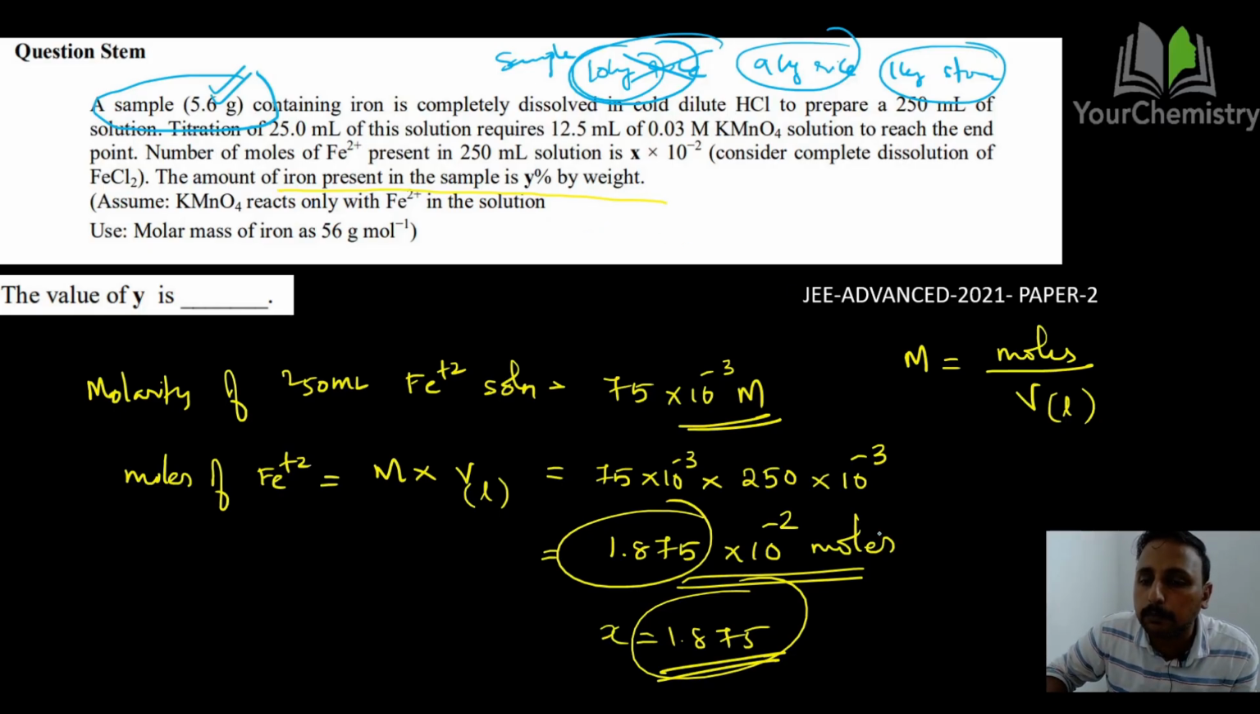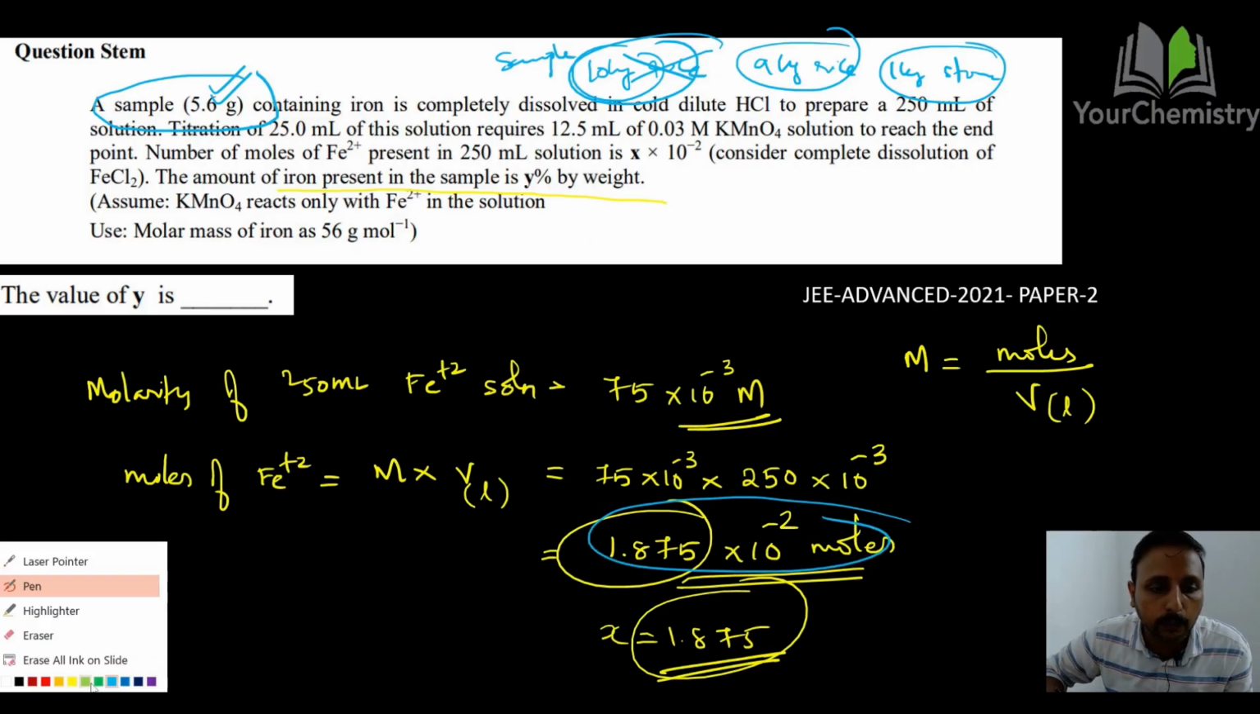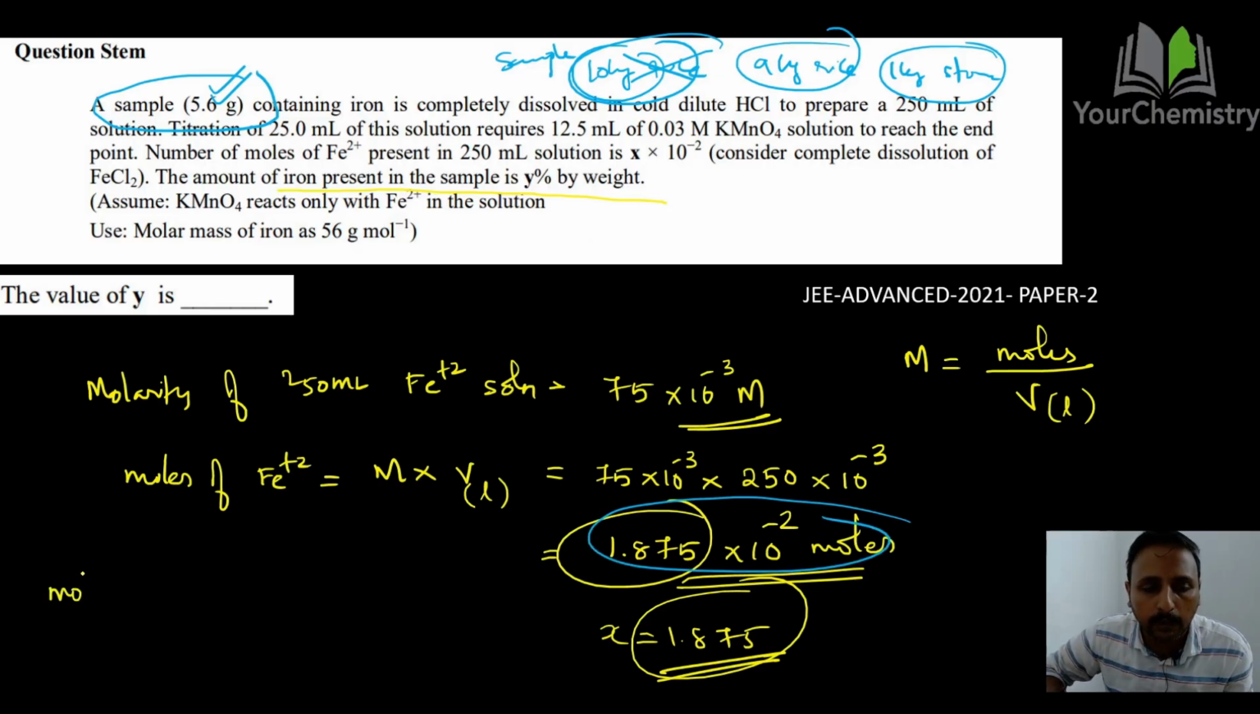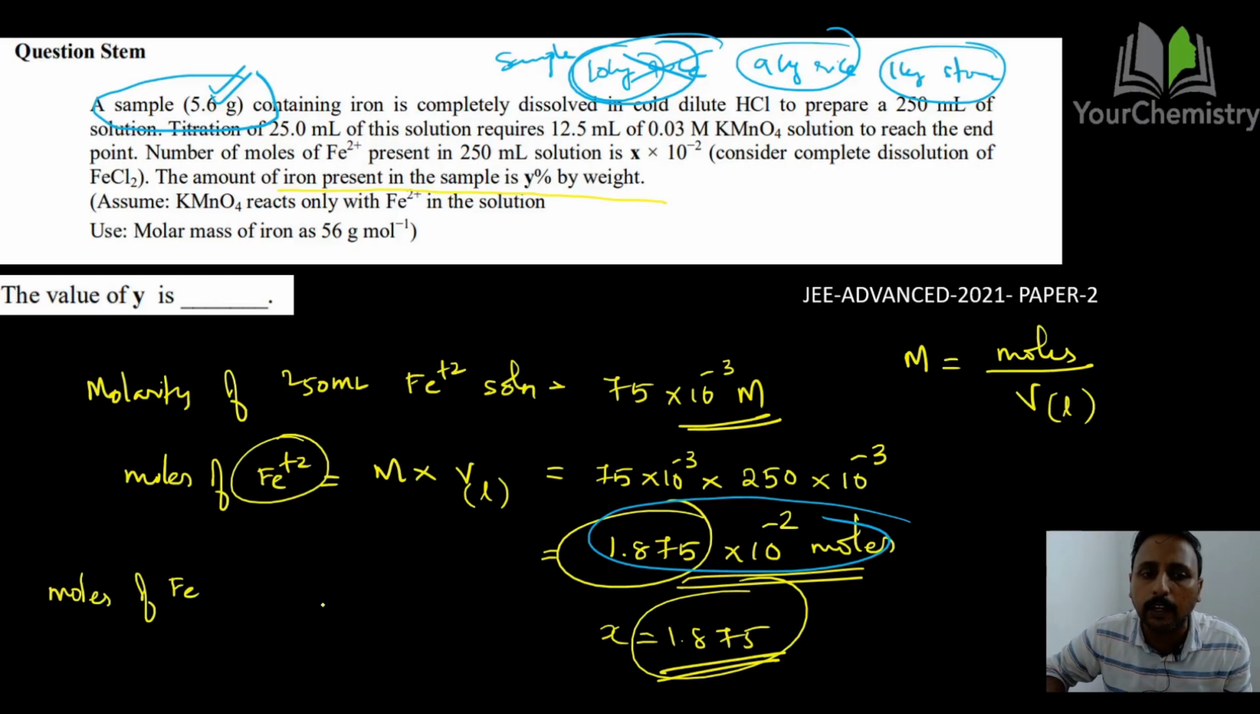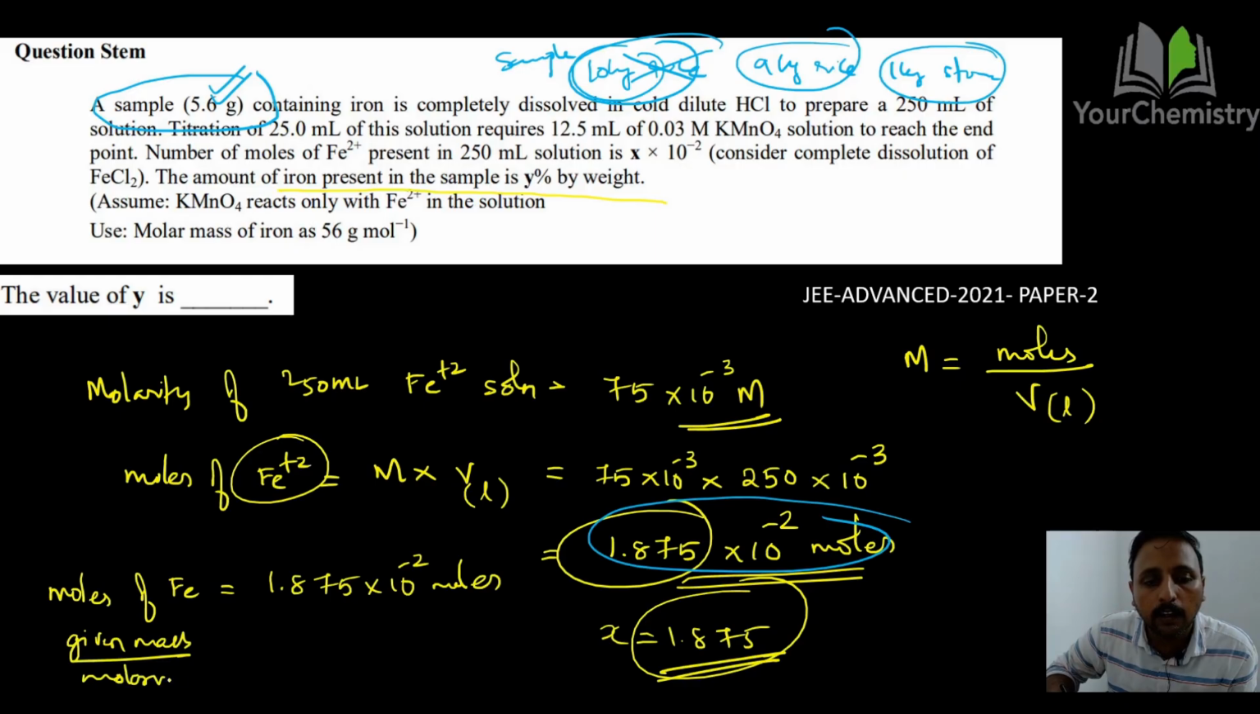So we just got how much moles of iron? We got the moles of iron as 1.875. We got the moles of Fe plus 2, or Fe if you write, because Fe plus 2 is nothing but the number of moles of Fe only, because Fe plus 2 is being produced from Fe only. So moles of Fe is also 1.875 into 10 raised to minus 2 moles. And you know very well moles is nothing but given mass by molar mass, which is equal to 1.875 into 10 raised to minus 2.